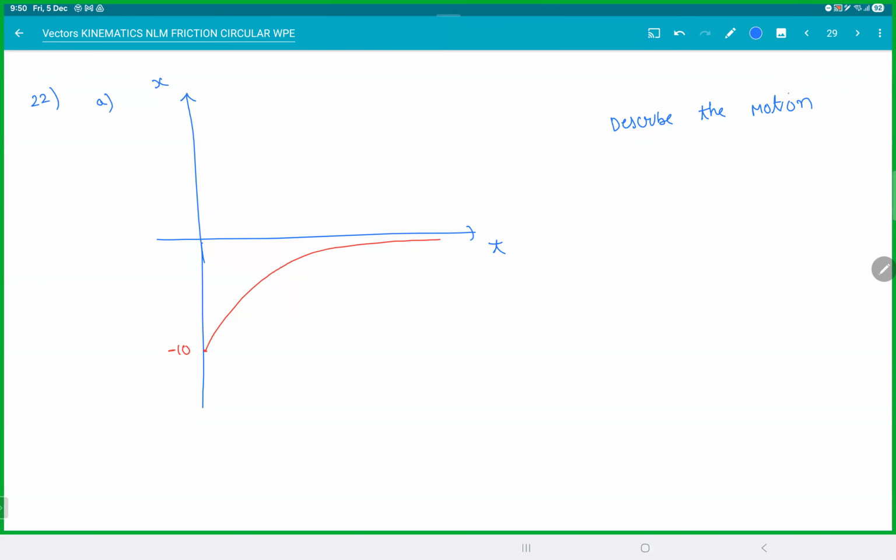This is an xt graph. This graph is getting closer and closer to the x-axis, but it will never touch. It's a hyperbola basically. Take a minute. Tell me what you can see from this graph.